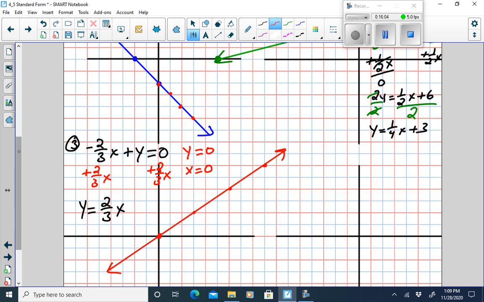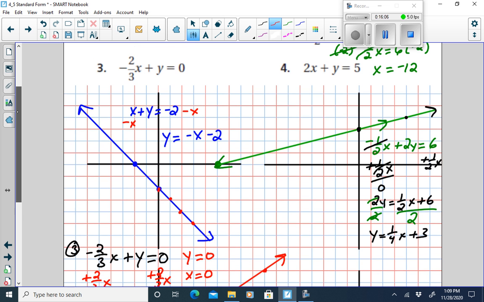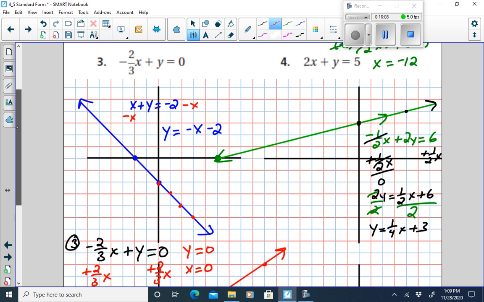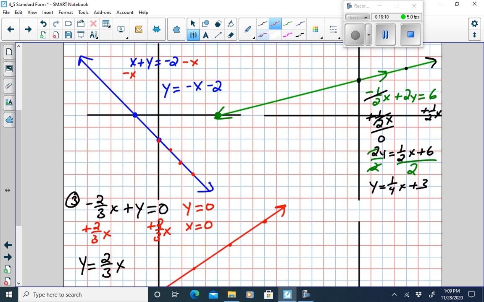Okay, and then our next one. What's question 4? 2x plus y is equal to 5. We'll do that in purple. Right, 2x plus y, question 4, 2 times x plus y equals 5, right? So let's talk about x-intercepts and y-intercepts. If we make x 0, y is equal to 5.